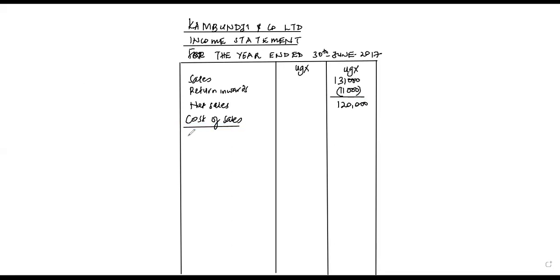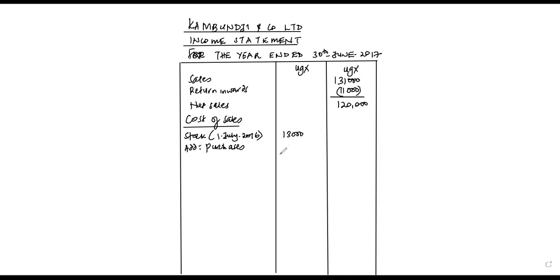Under cost of sales, we get our stock from 1st July 2016. That stock is 13,000. So that is your opening stock, but of course you have to add the purchases.